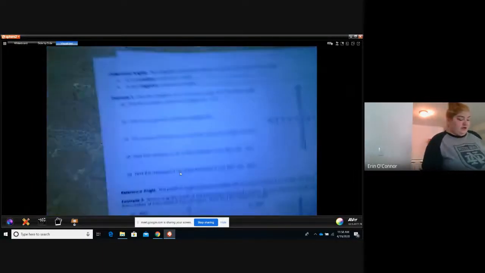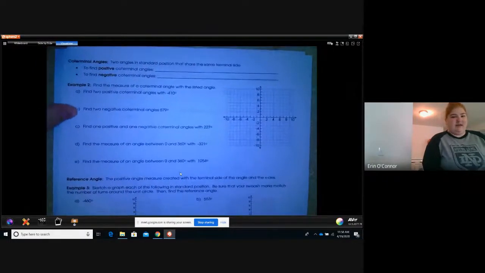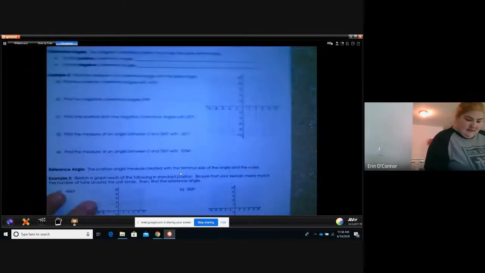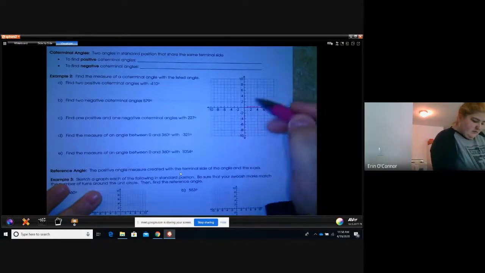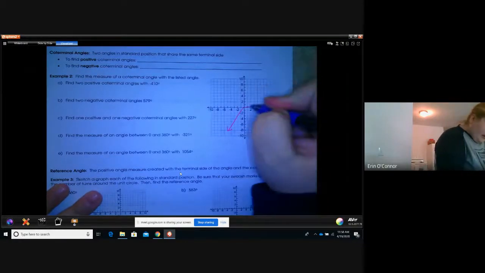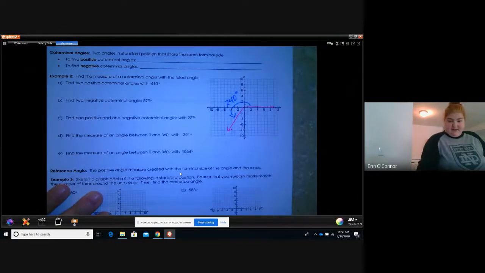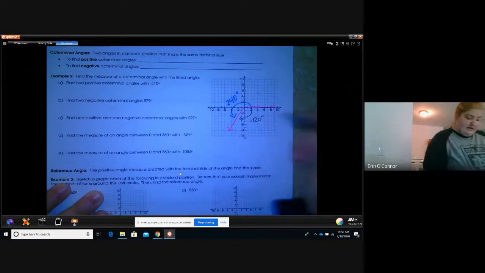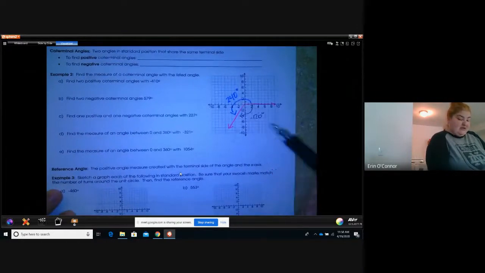All right, so coterminal angles. Two angles in standard position that share the same terminal side. So these are ones sometimes, like if I had a positive and a negative. So let's draw this out here. Let's say that I have this line here and this line here. Now, going this way, this is 240 degrees. But going this way, it's negative 120 degrees. So these are called coterminal because they share the same side, but they are different angles.